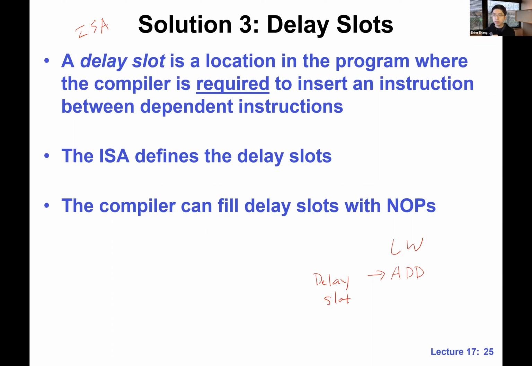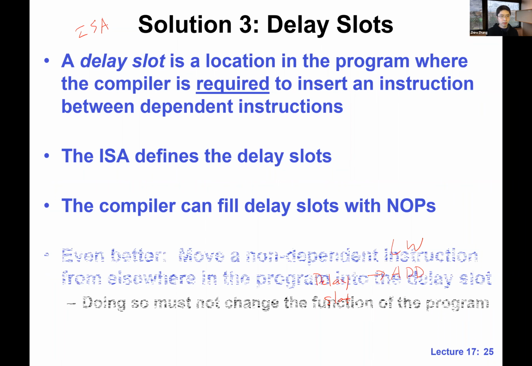Yeah, Amanda, right. So this is very much like a bubble. If you can find something useful to insert in this delay slot, then we are not wasting a cycle in hardware. Otherwise, if you cannot find anything useful, then we have a bubble, basically.